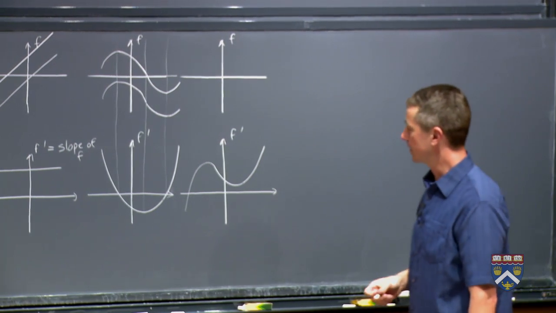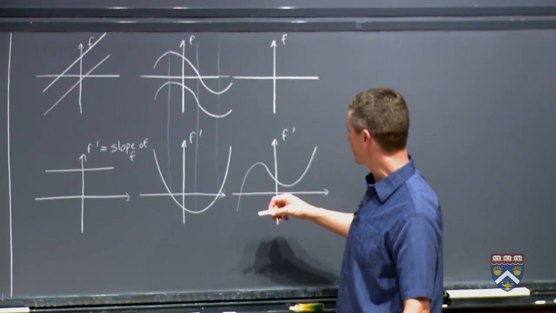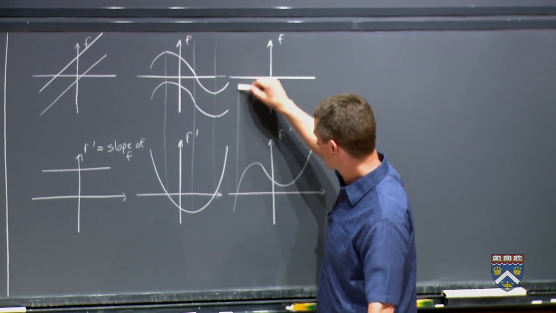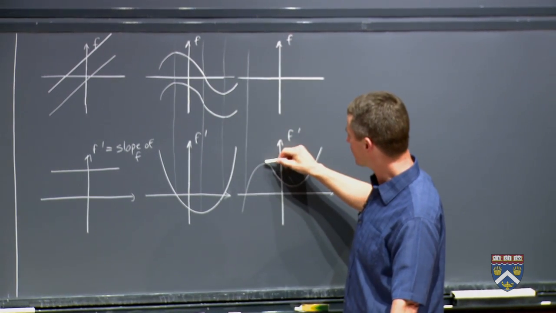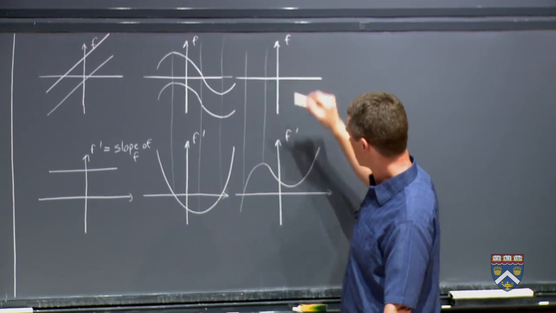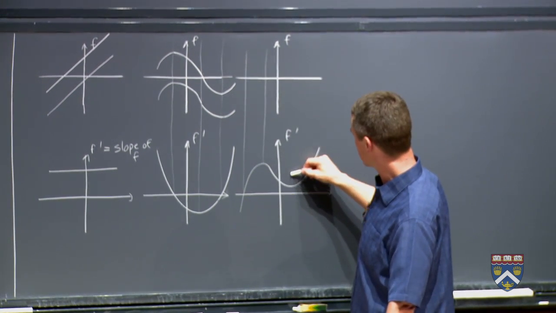Let's do this last one here. So how many places do we have something important happening here? We change sign. Here f prime changes from increasing to decreasing. And here f prime changes from decreasing to increasing.